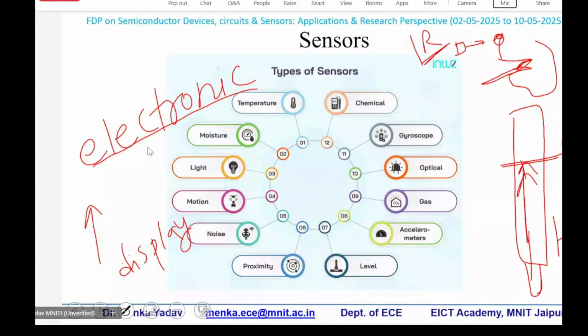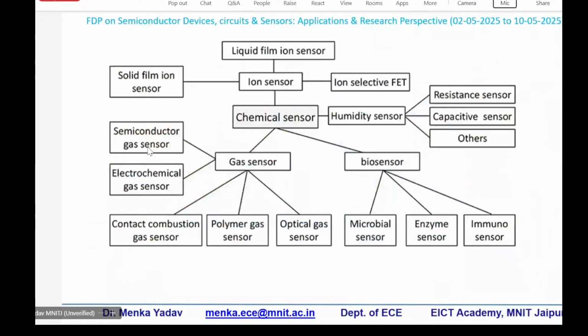Okay. So basically, sensors are working on some phenomena. What is that phenomena? For example, chemical sensors. Ion sensors are there. Ion sensors are chemical sensors. These chemical sensors can be humidity sensors. That humidity sensor can be of three categories: resistance sensor, capacitance sensor, and other sensors.